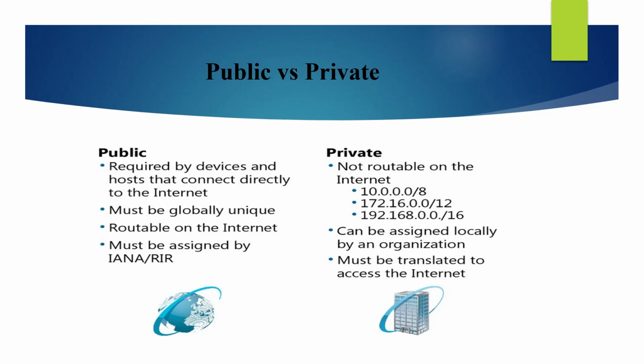Then, public versus private. Public: required by devices and hosts that connect directly to the internet, must be globally unique, routable on the internet, and must be assigned by IANA or an RIR. Private: not routable on the internet. IPs like 10.0.0.0 with CIDR notation /8, 172.16.0.0 with CIDR notation /12, and 192.168.0.0 with CIDR notation /16 can be assigned locally by an organization, and must be translated to access the internet.